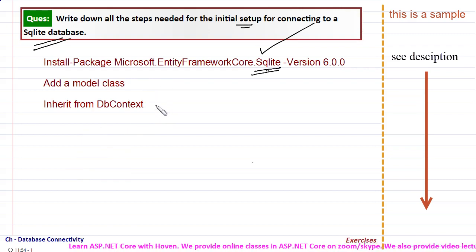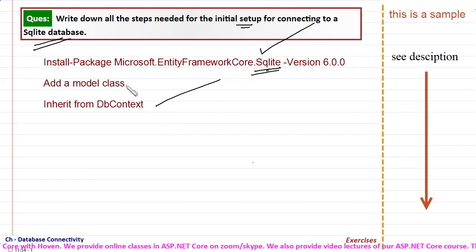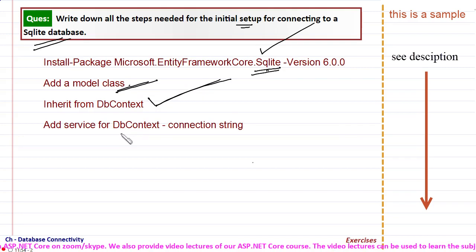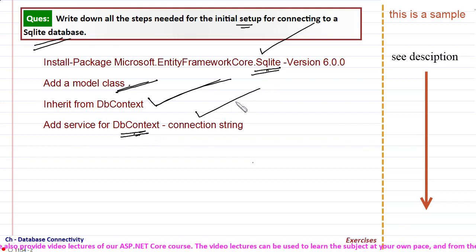Then we have to inherit from a DB context. We have to inherit a context class from DB context, and there we will use this model class, so its presence is required. And after this, finally we will add service for DB context to our startup, to our program.cs class, and we will mention the connection string.